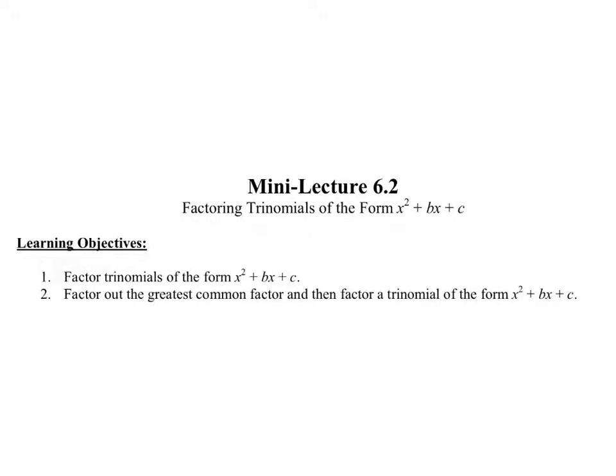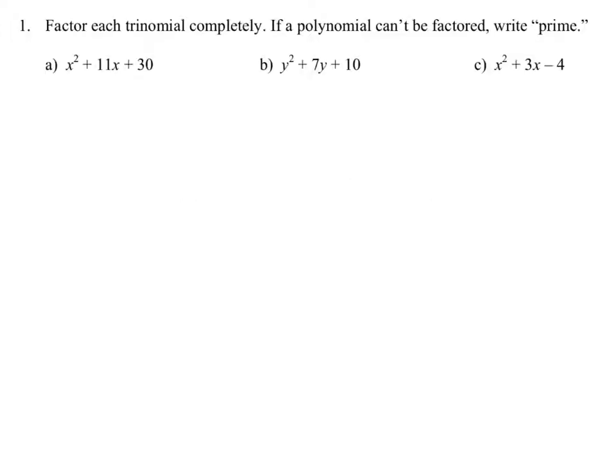In section 6.2, we're looking at factoring trinomials of the form x squared plus bx plus c. Our objectives are to factor trinomials of the form x squared plus bx plus c, and to factor out the greatest common factor, and then factor a trinomial of the form x squared plus bx plus c. Factor each trinomial completely. If a polynomial can't be factored, write prime.